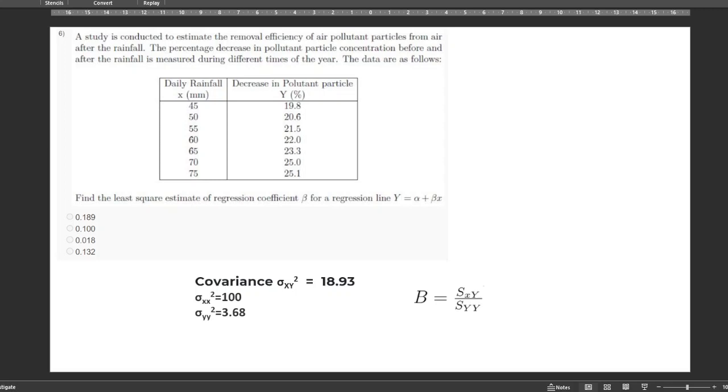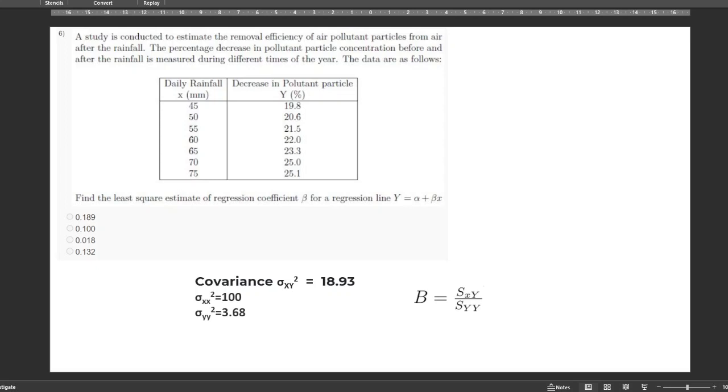Let's go to the sixth question. A study is conducted to estimate the removal efficiency of air pollutant particles from air after the rainfall. The percentage of decrease in pollutant particle concentration before and after the rainfall, measured during different times of the year, is given in the following data. With increase in the rainfall, you can obviously see the decrease in the pollutant particles. What they're asking is to find the least square estimate of the regression coefficient beta for a regression line.